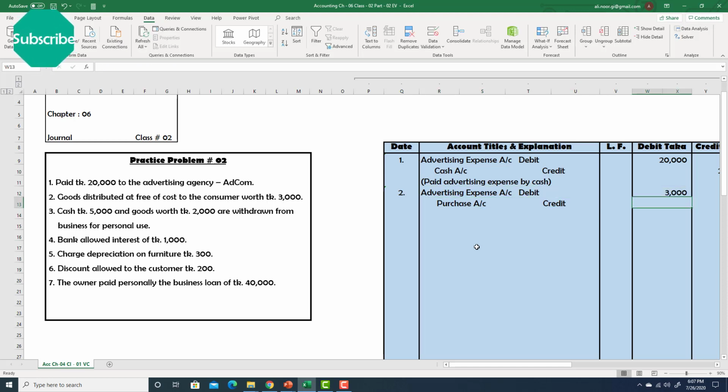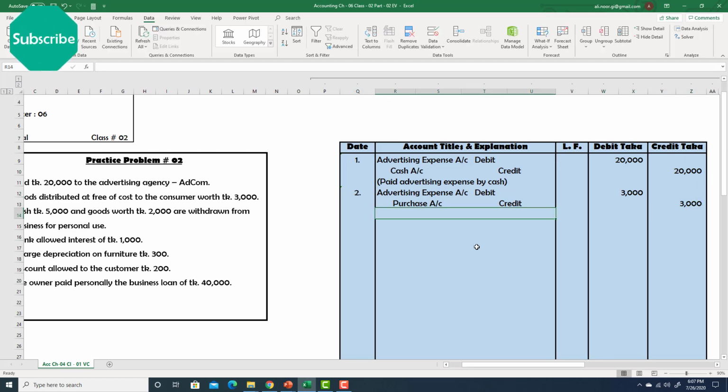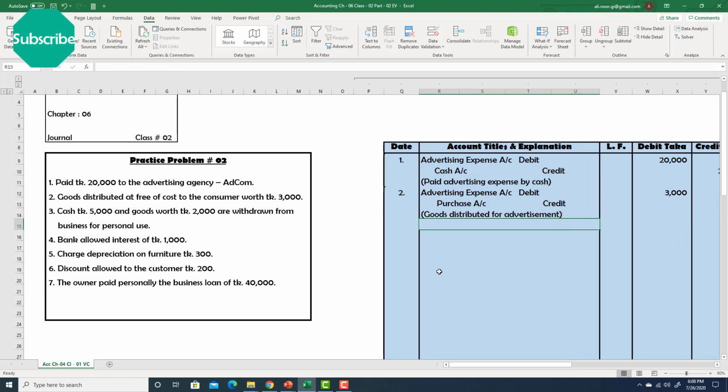Okay, right. Then right here 3,000 debit and 3,000 credit. Okay, goods distributed for advertisement. Okay, done. Then number 3, cash taka 5,000 and goods worth taka 2,000 are withdrawn from business for personal use.